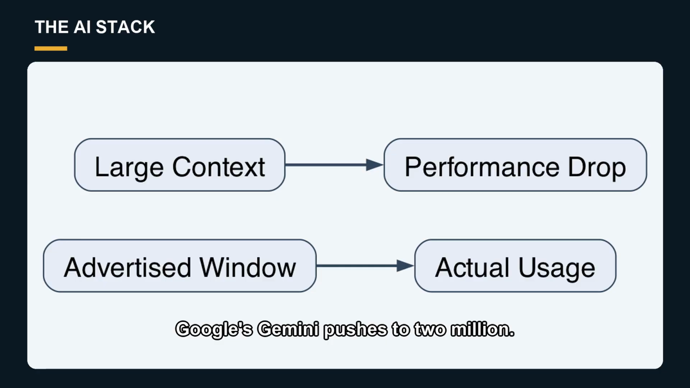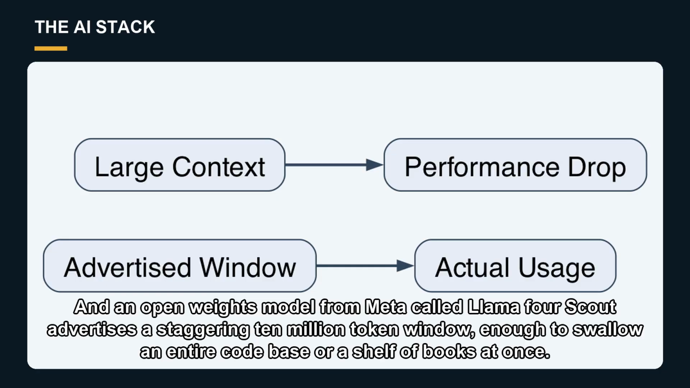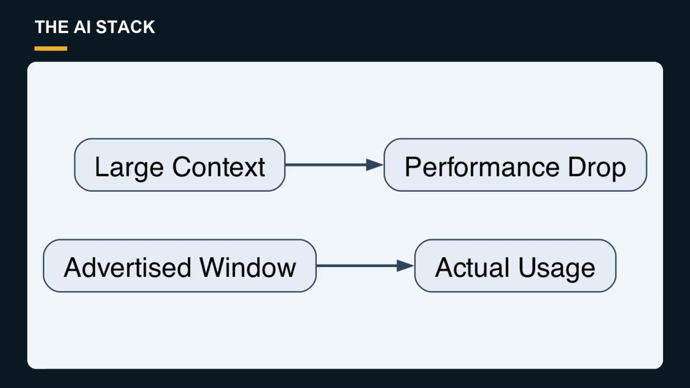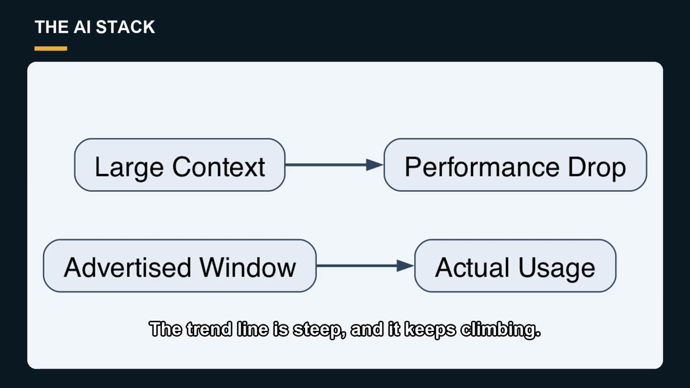Google's Gemini pushes to 2 million. And an open weights model from Meta called Llama 4 Scout advertises a staggering 10 million token window, enough to swallow an entire codebase or a shelf of books at once. The trend line is steep, and it keeps climbing.